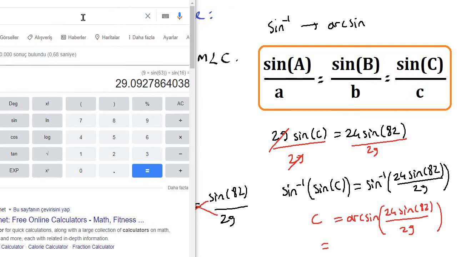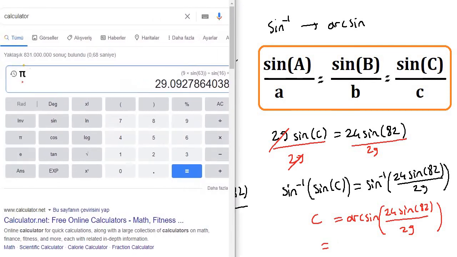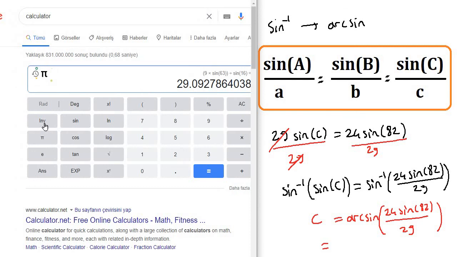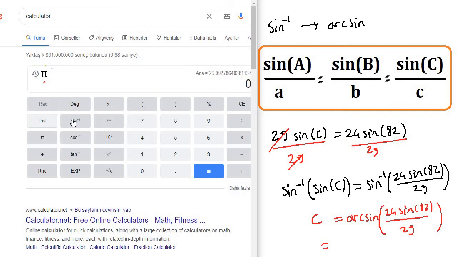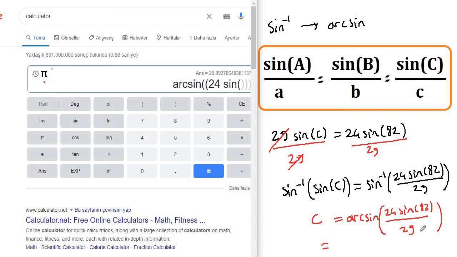Now we're going to use inverse operation. For this, first click on the inverse operation. Make sure you're on degree mode. Click on arc sine, inverse operation, arc sine, and arc sine of, we need two parentheses. One group is for numerator and other group is for denominator. 24 sine of 82 divided by just 29.